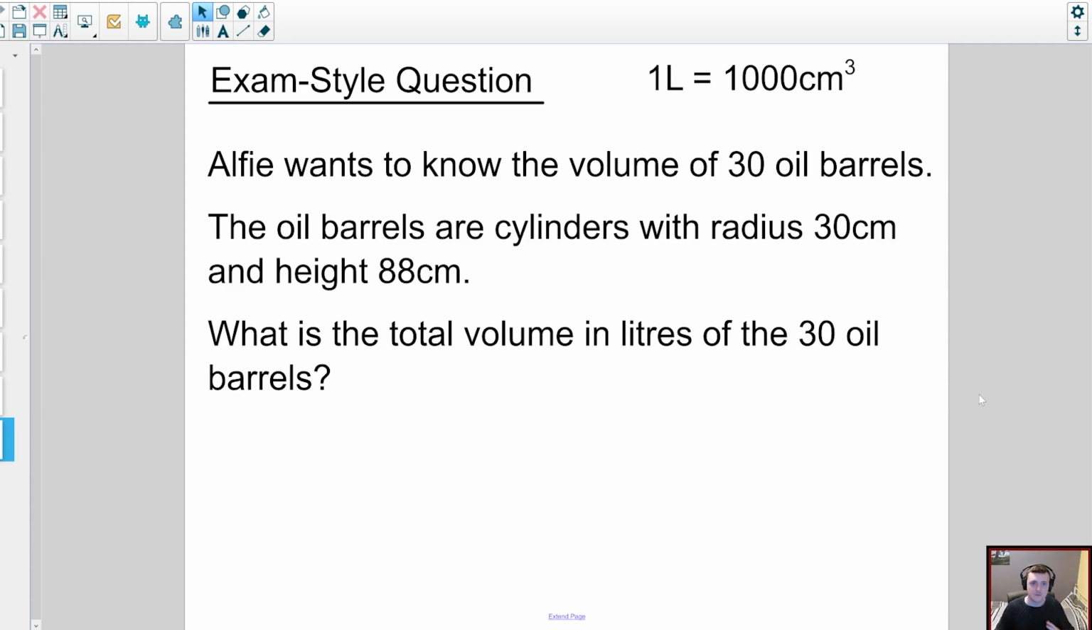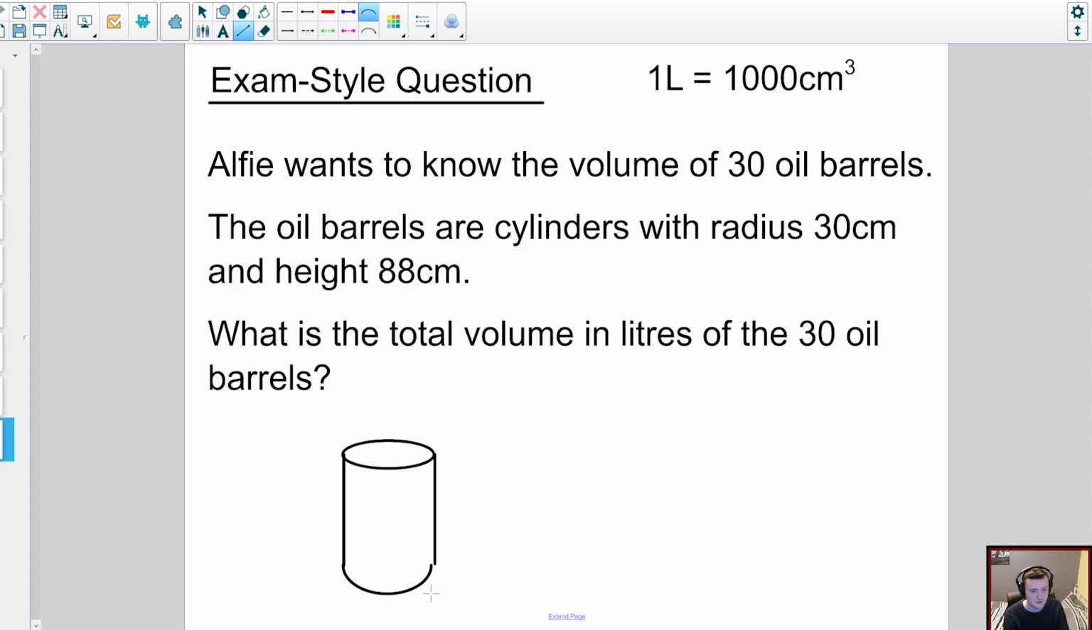Okay, so there's a bit of conversion we're going to have to do in this sum, but first I'm going to work out the volume of 1 oil barrel. I'm going to draw what I think the oil barrel looks like. You may get given a picture in the exam, but if you aren't given one, I'd still draw one, even if it's just a crude sketch, to get an idea of what we're looking at. So they tell me that the radius is 30 and the height is 88. So this is going to be 88 and this is going to be 30.